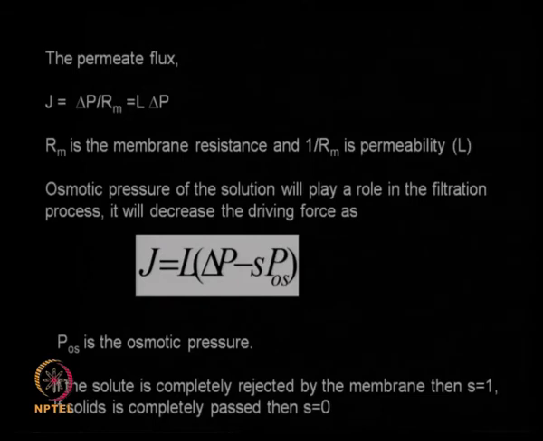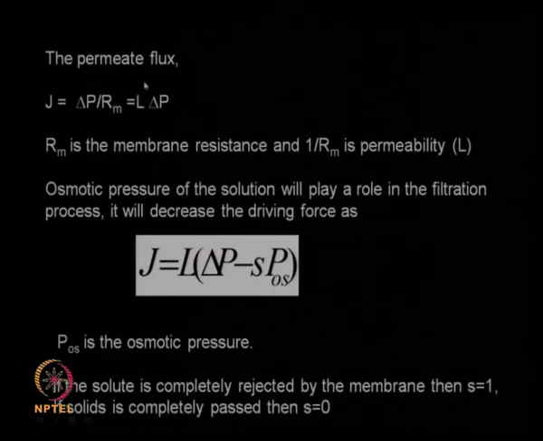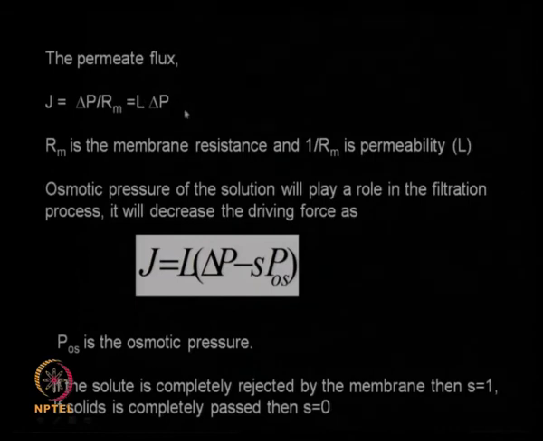Now the permeate flux, that means the rate at which the liquid flows from the upstream to the downstream, will contain 2 very important terms: the permeability L, or 1 by L, which is called Rm, the membrane resistance, and the delta P. Delta P is the driving force, the pressure. So, the permeate flux will depend upon the permeability of the membrane material and the driving force.